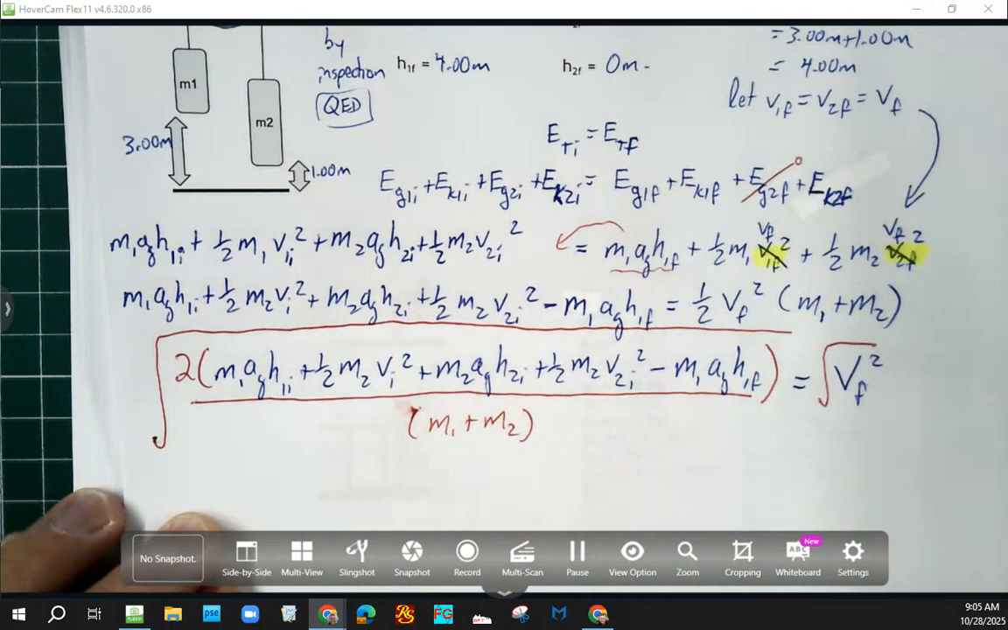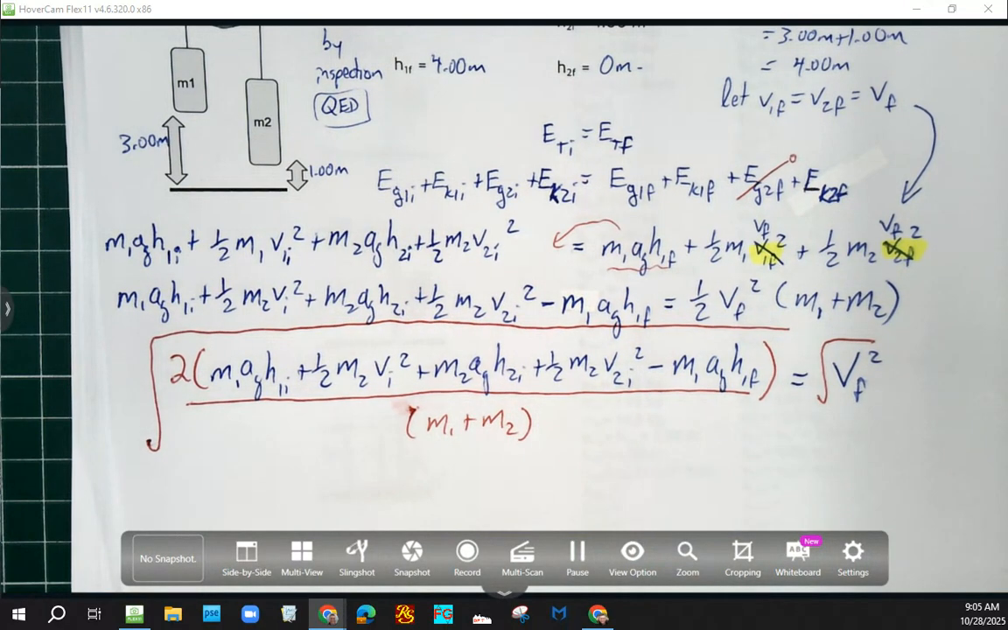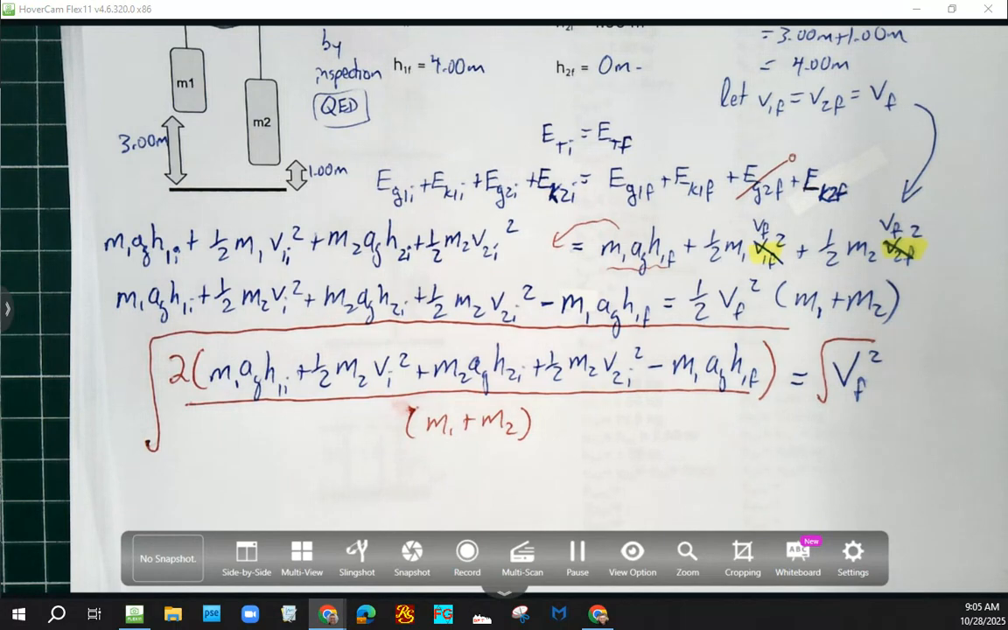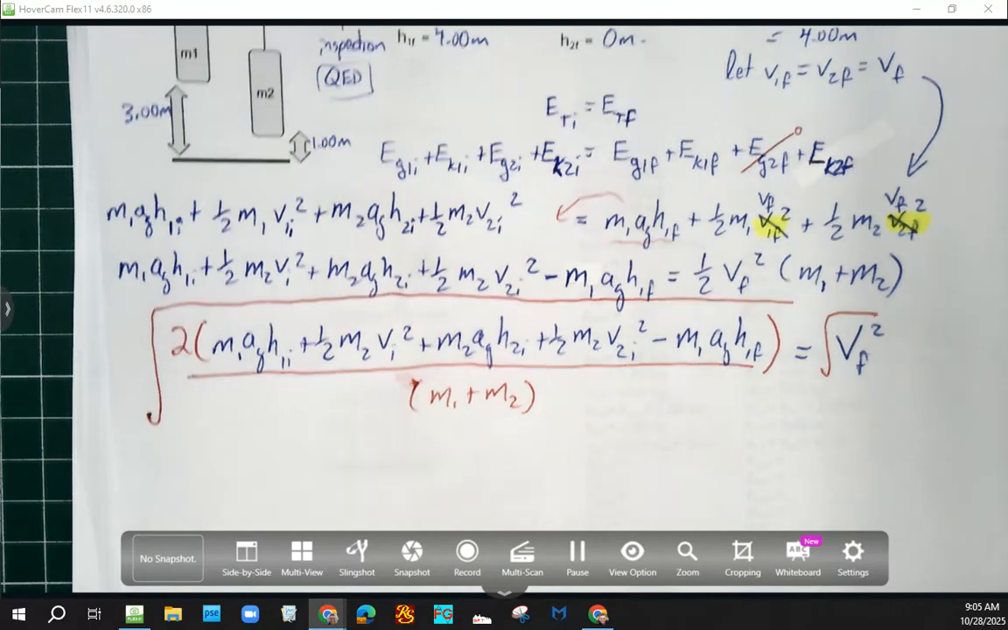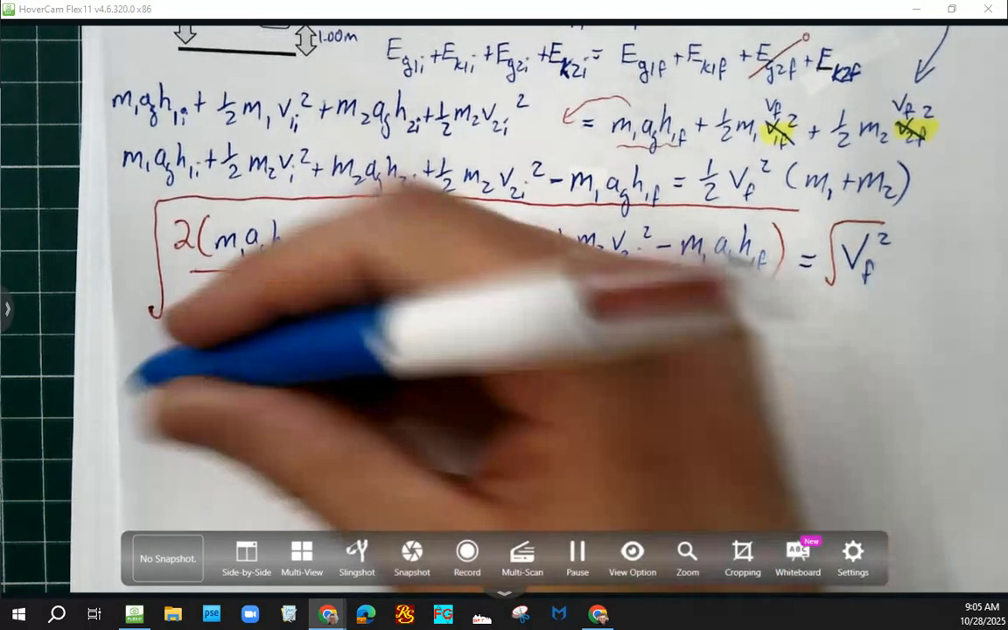But here's the sad part. You still got to sub in all the numbers. So we got this beautiful generalized equation for the final velocity of a pulley system with no friction, mind you. So we could still add more complexity into it. We're not going to. And a massless pulley. But now we got to sub in their values.